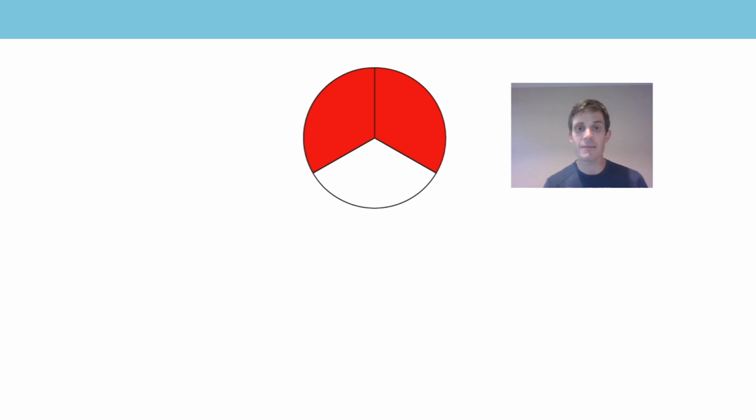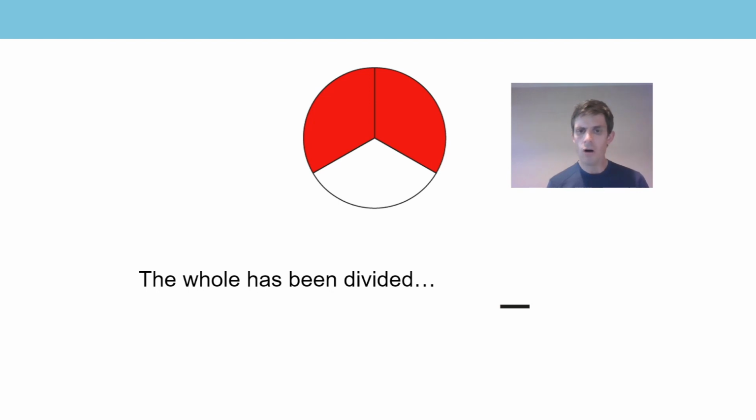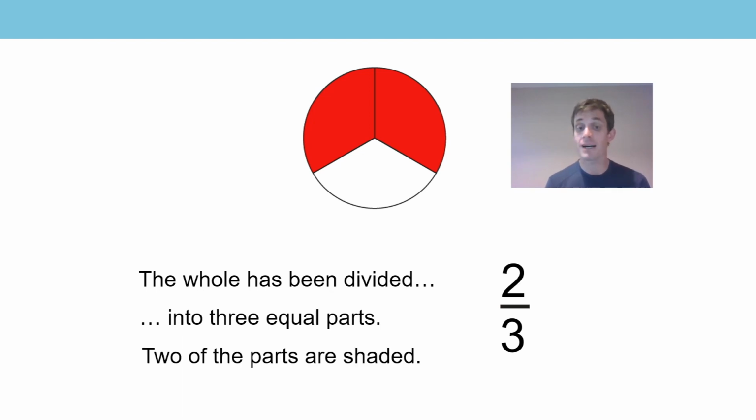Now we have the same image again, but this time I want to know, how do we write 2/3 as a fraction? So the whole has been divided. So that tells us we need our division bar again. And it's been divided into 3 equal parts. So that means our 3 goes underneath our division bar. And 2 of the parts are shaded. So we can say that 2/3 of this shape has been shaded.